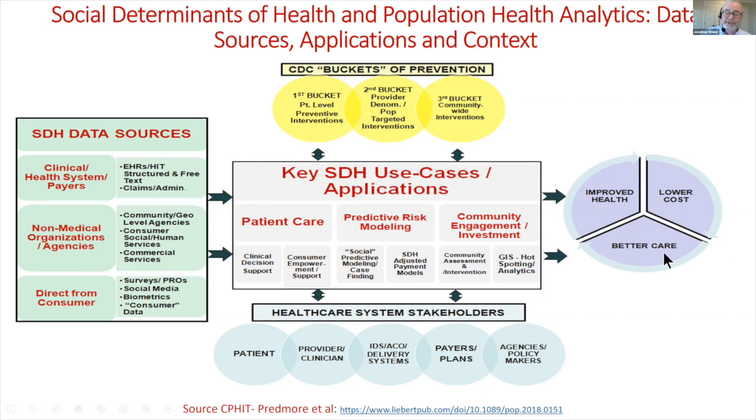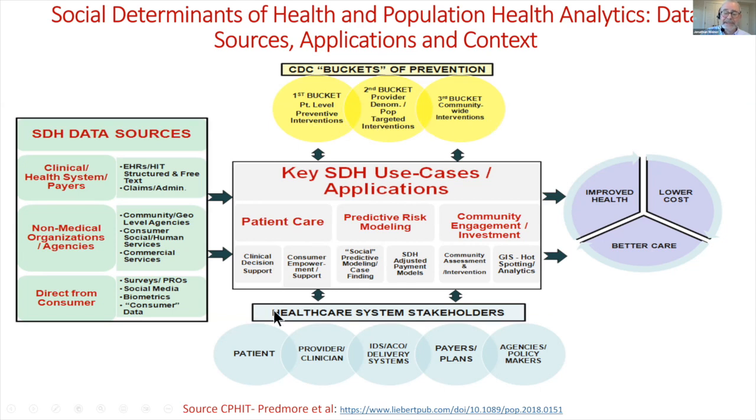The quadruple aim, we'll get to in a moment, they've added provider well-being. But this is a framework for how one thinks about social determinants of health, the use cases, whether or not it's the CDC's buckets. The CDC talks about buckets of prevention, which is another way of the framework I gave in the previous slide, whether or not it's the individual level, the provider denominator level. Our health system is very concerned about the patients that rely on the Johns Hopkins health system. And now they're also concerned about the community.